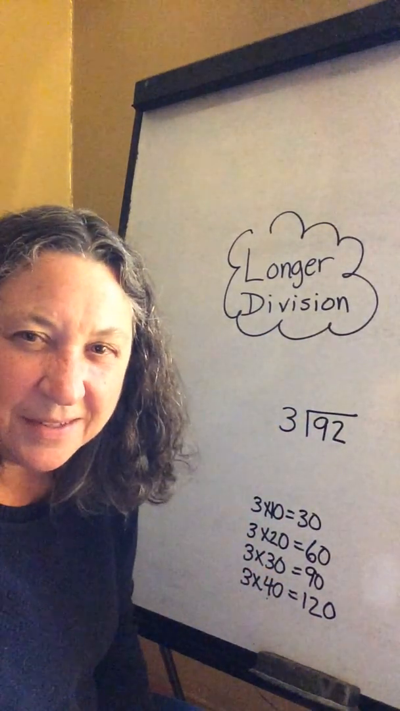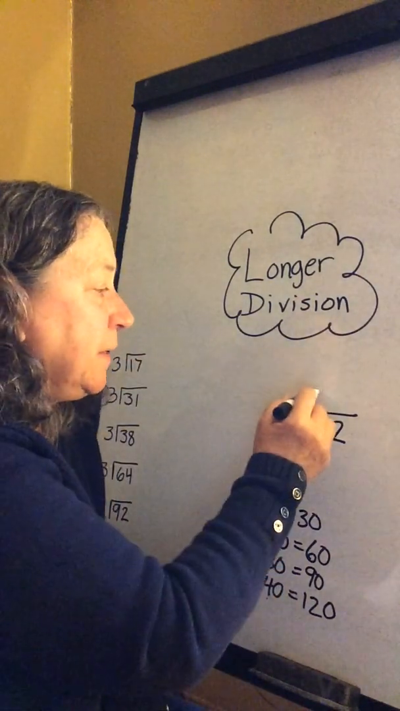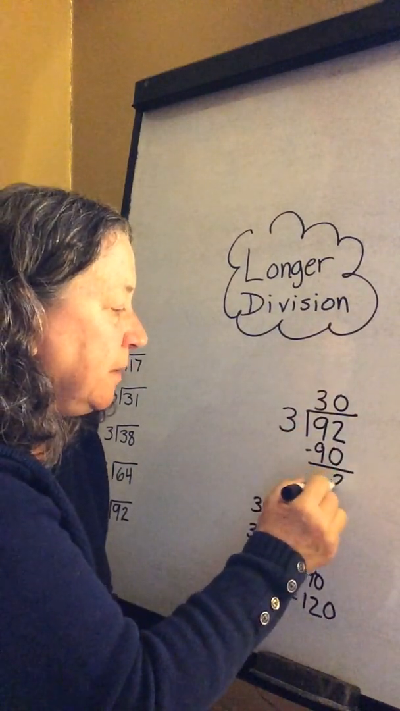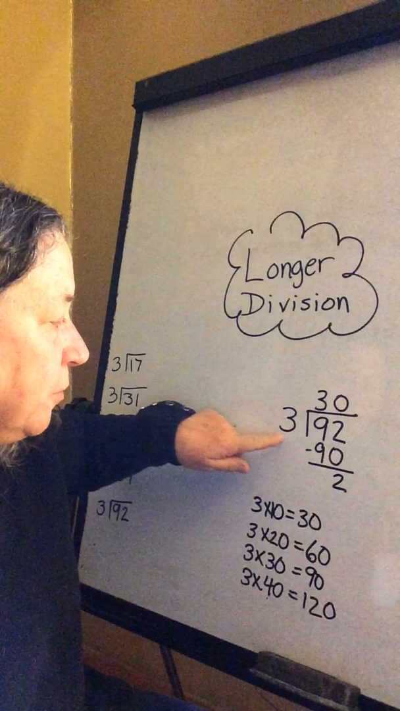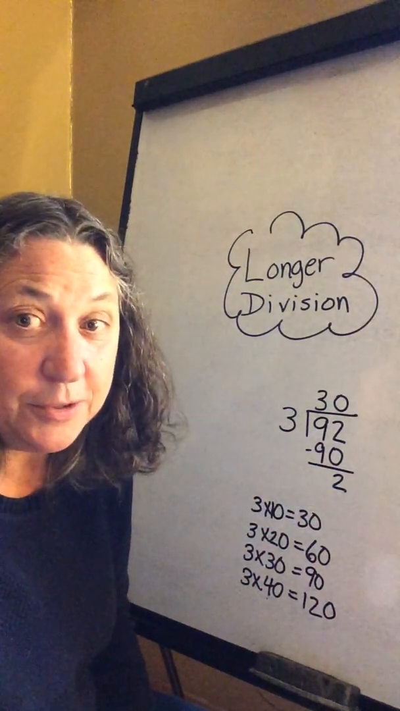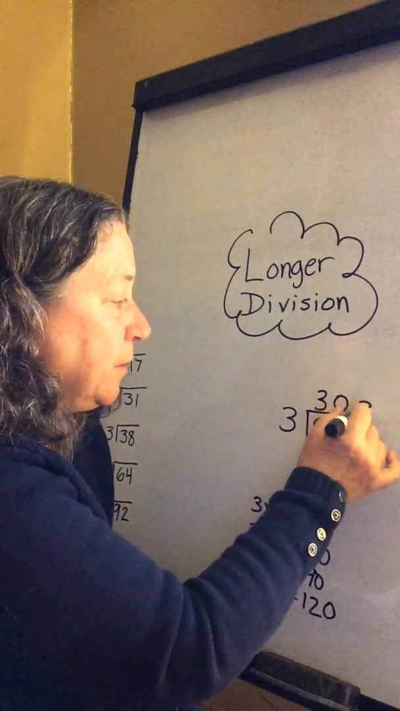See how this works? I'm just using multiples of 10 now. 3 times 30 is 90. And subtract. Can I make some more groups of 3 with 2 left over? Nope. This actually turns out to be a short version. 30 remainder 2.